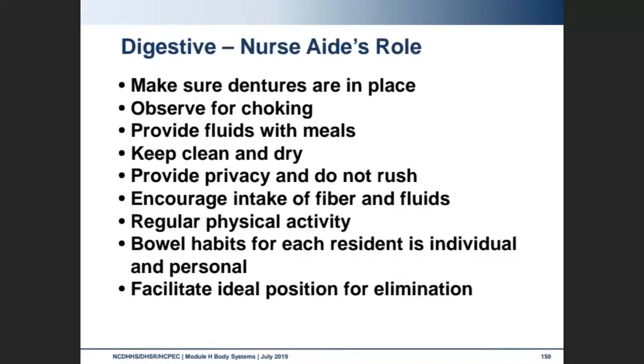So some general rules when we're dealing with the digestive tract and our role as nurse aides, some additional things to keep in mind. Make sure dentures are in place, right? So that's going to help our residents to be able to chew, be independent, and not choke or aspirate. Observe for choking, especially if there's a history of trouble with swallowing or chewing. Make sure that your resident has fluids with every meal, and if you're assisting someone, offer a bite of food followed by a drink of fluid, then a bite of food, then a drink of fluid, etc.